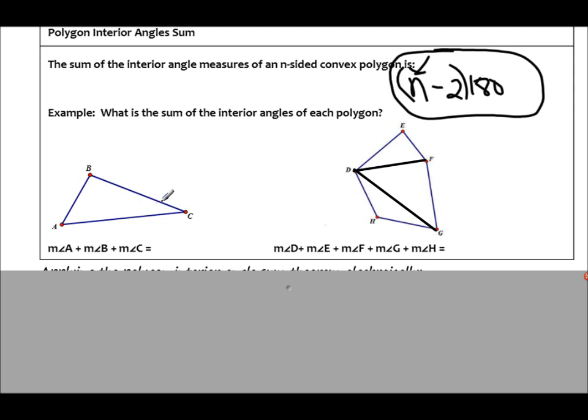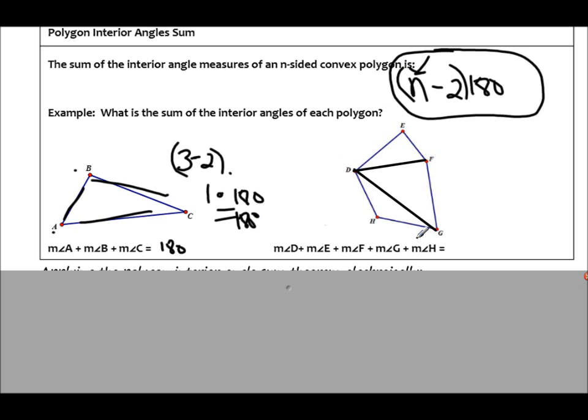So, for example, the triangle here. We know just because of pure knowledge that a plus b plus c is 180 degrees. But if we use the formula, we'll also get 180 degrees. Using the formula, we take the number of sides, 1, 2, 3. We subtract 2, which hopefully you don't need a calculator to do 3 minus 2, it's 1. And then we multiply that number times 180. So there's 180 degrees in this triangle.